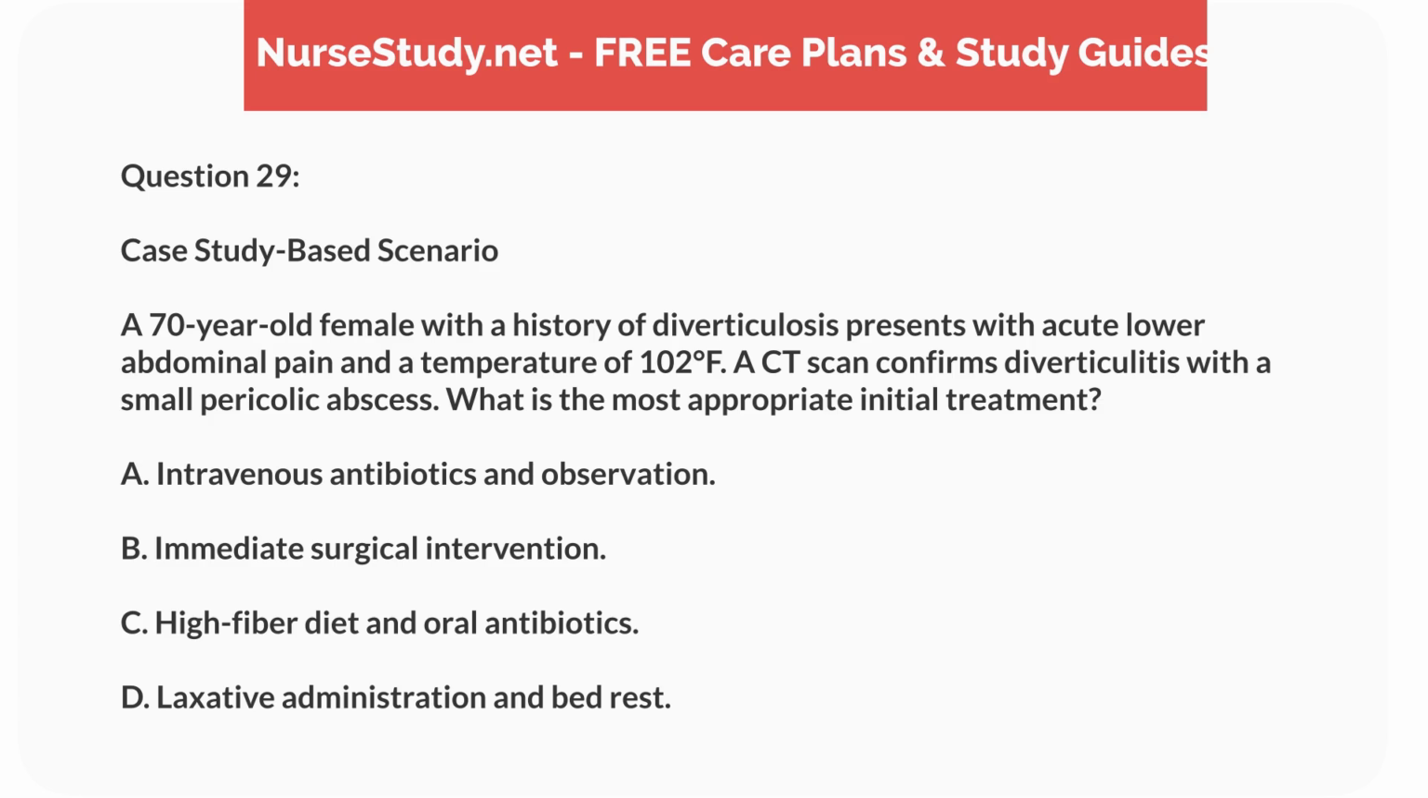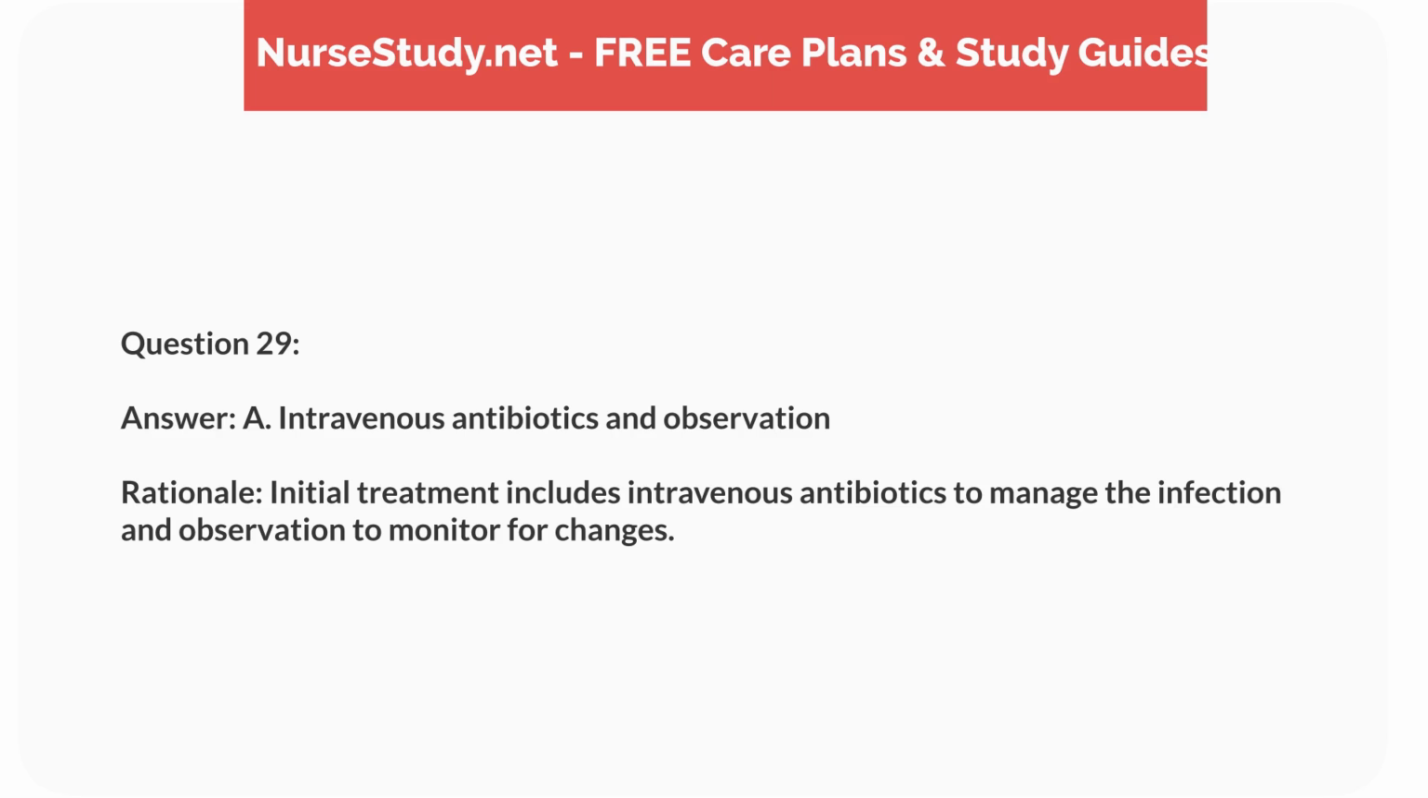A. Intravenous antibiotics and observation. B. Immediate surgical intervention. C. High-fiber diet and oral antibiotics. D. Laxative administration and bed rest. Answer: A. Intravenous antibiotics and observation. Rationale: initial treatment includes intravenous antibiotics to manage the infection and observation to monitor for changes.